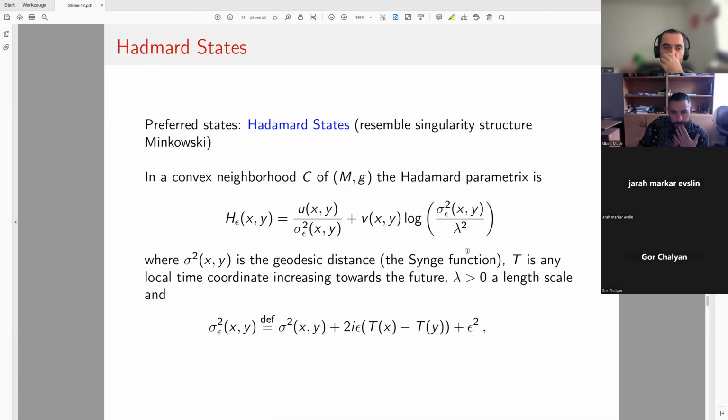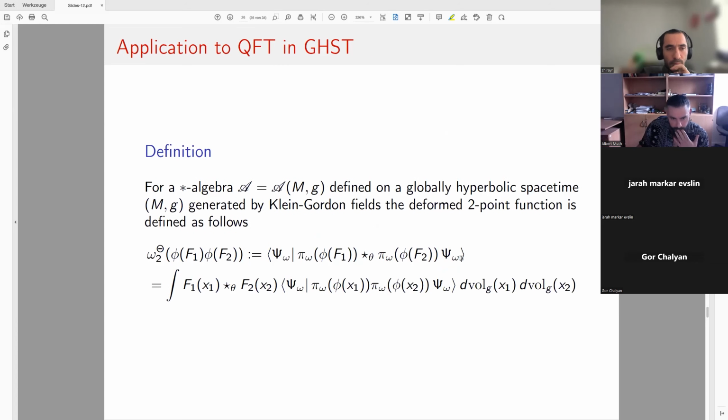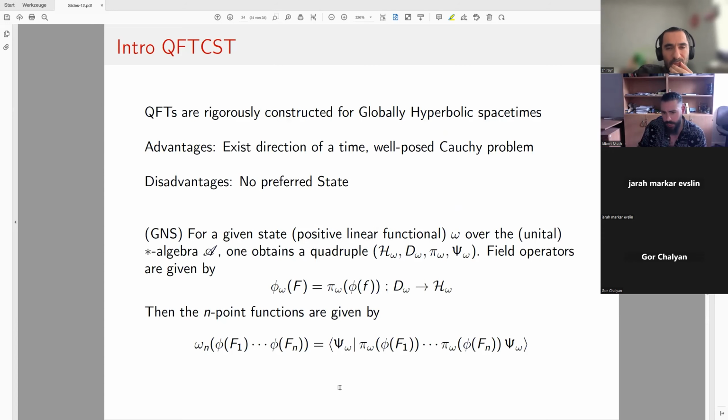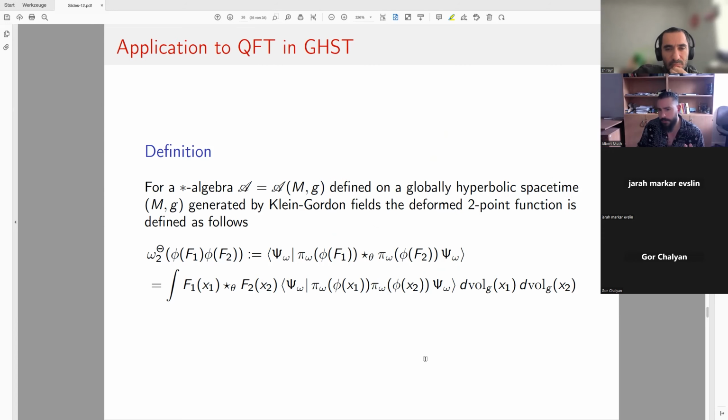And now, the way I define my Hadamard states or my 2-point functions is, instead of the normal product between these representations, I take the star product. Okay, and nothing very fancy here. I just take the star product between these functions because I know the 0 order, it is the same as the usual one.